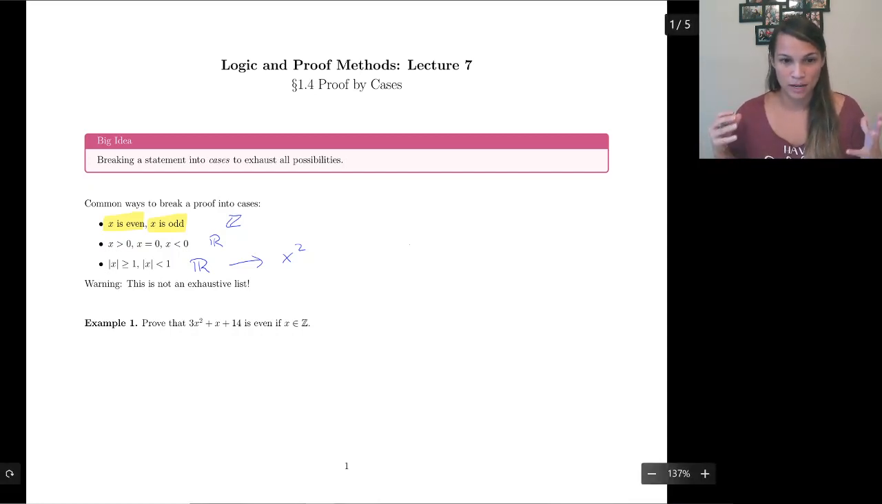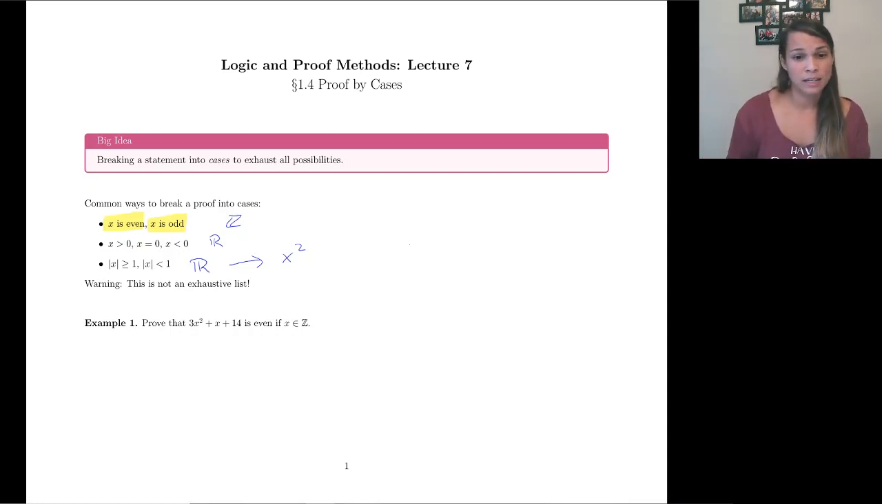Let's start with an example. We've got 3x squared plus x plus 14, and I want to prove that this is going to be an even number so long as I'm plugging in an integer. So immediately I'm sitting here going, well, what do I do with it? I can't divide it by 2. What do I know about x? I just know it's an integer. I need more information. So let's break it up into cases so that we can have more information.